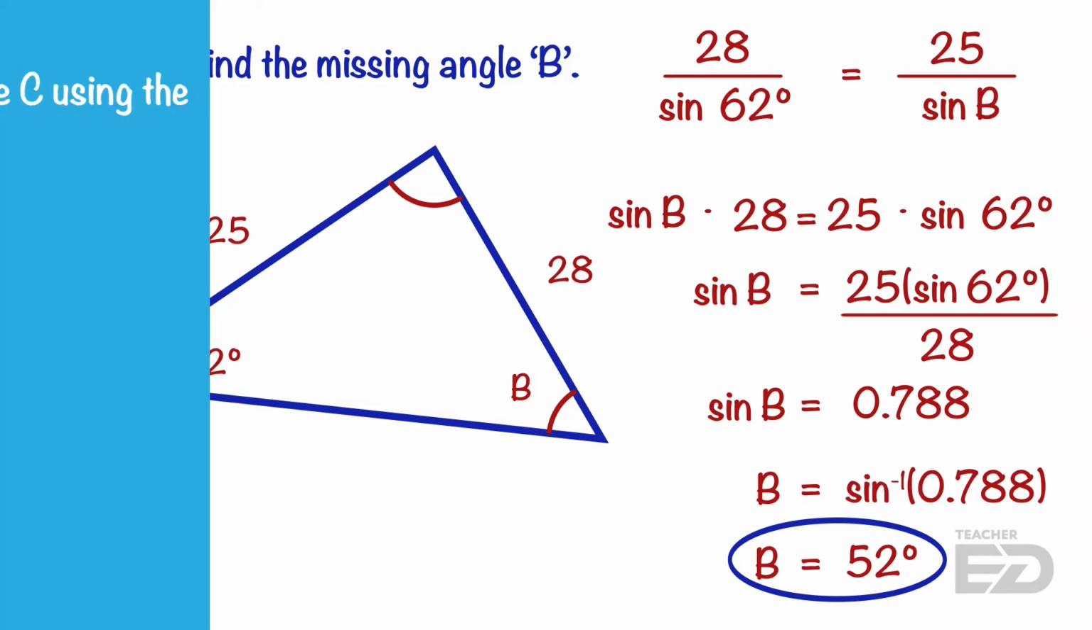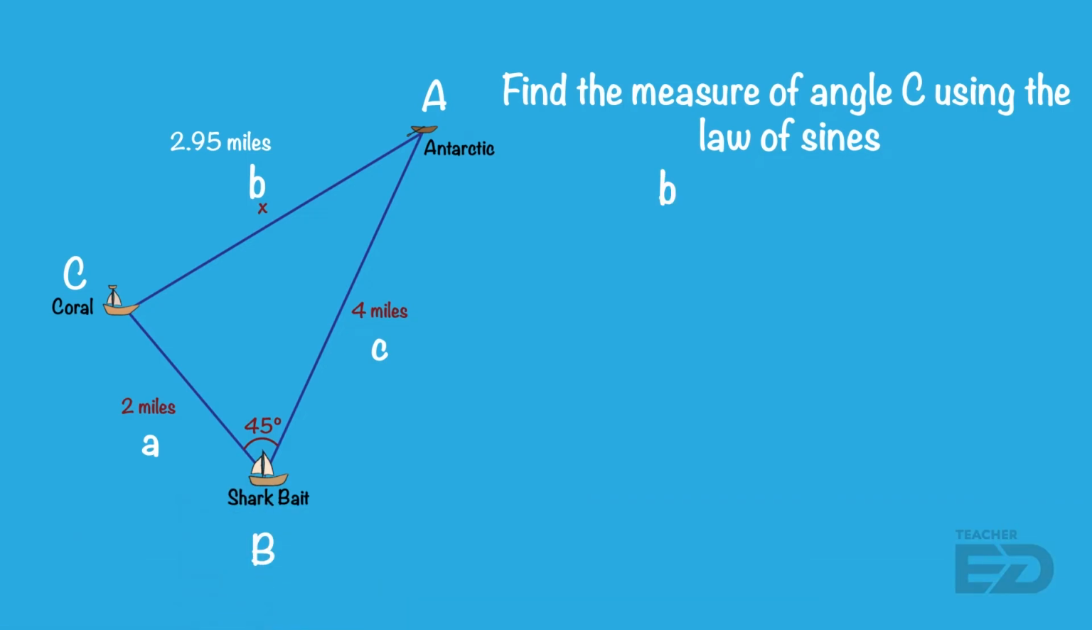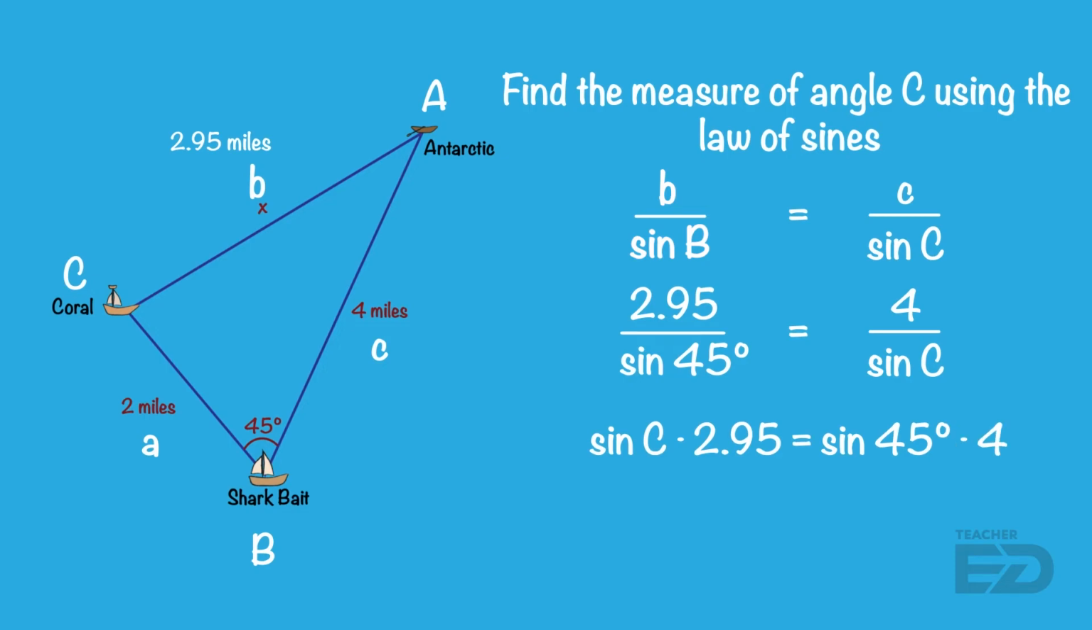Let's look back at our boats in the ocean and try to find angle C. We can begin by setting up the ratio of B over sine B equals C over sine C. This gives us 2.95 over sine 45 degrees equals 4 over sine C. We will rewrite this to be sine C times 2.95 equals sine 45 times 4. Simplify the right side to 2.828.